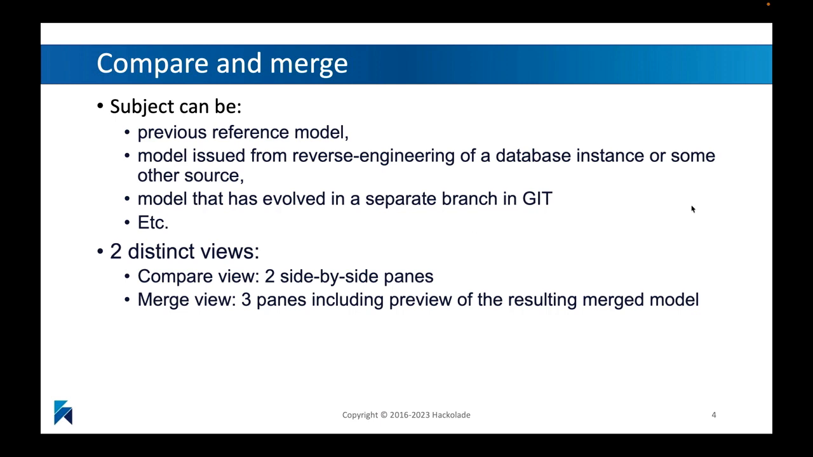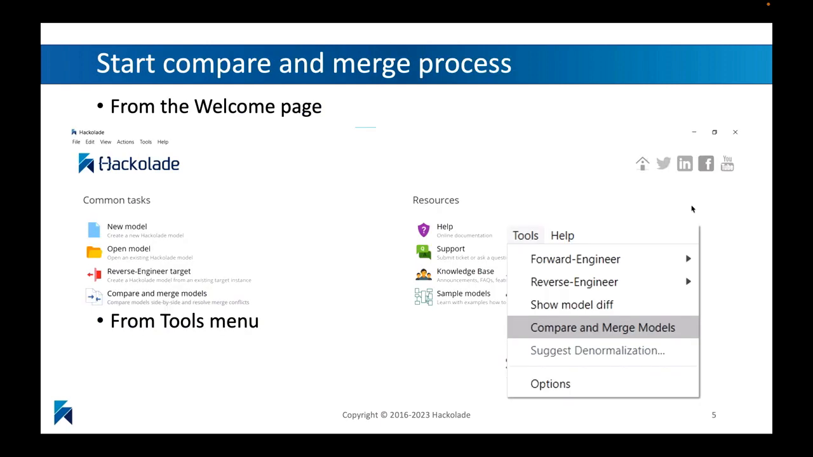In the Hackolate comparison and merger processes, the subject can be different. You can have a previous version of the reference model be the subject of the comparison or the merger. It could also be something that you reverse engineered, like I was just explaining, for governance purposes, or it could be something that has been evolving in Git in separate branches, for example. In the Hackolate toolset, you will find that there's two distinct views. There's a comparison view with two panes side by side, and there's a merger view where those two panes will be complemented with a new middle pane that suggests a resulting merged model.